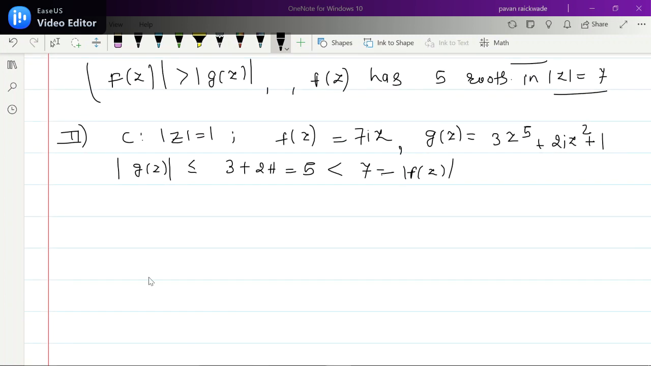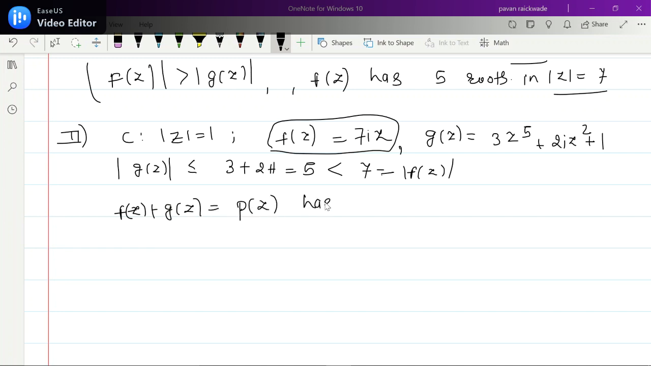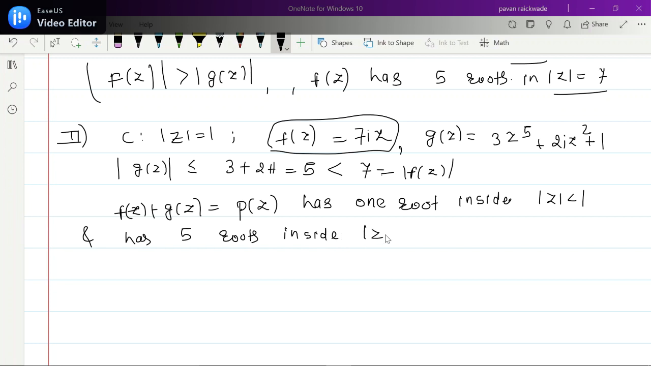So I am through. I can use Rouche's theorem now. How many roots are there of this function inside mod z equals 1? Simply z equals 0 is the only root, correct? Which is 1. So f(z) plus g(z), which is my whole p(z), has 1 root inside mod z strictly less than 1 and has 5 roots inside mod z strictly less than 7. So outside mod z strictly less than 1 we have 5 roots, right?